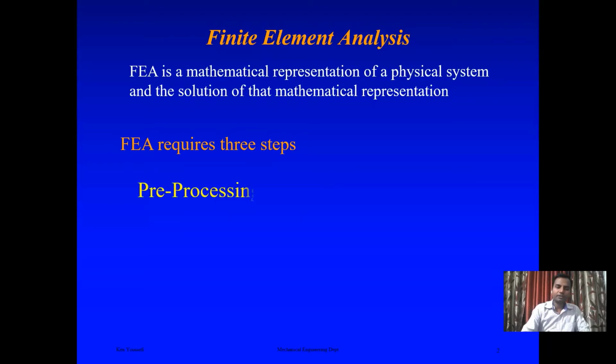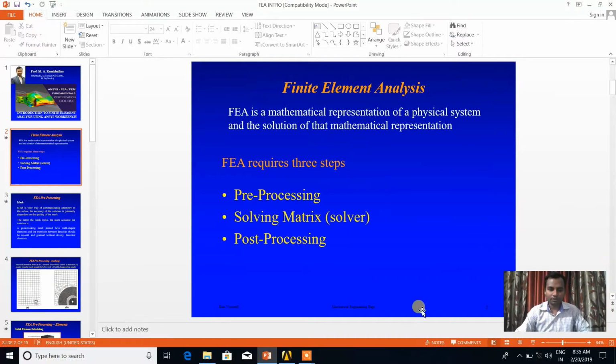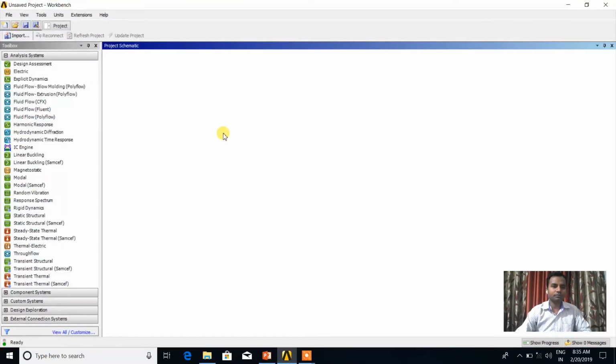So the main steps of the finite element analysis are, there are three basic steps: pre-processing, solver and post-processing. Pre-processing includes the material properties, geometry, meshing and boundary condition. The solution solves the complete analysis, and thereafter we will check the results in the post-processing.